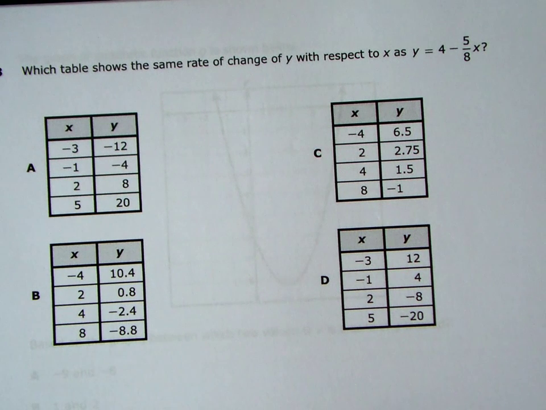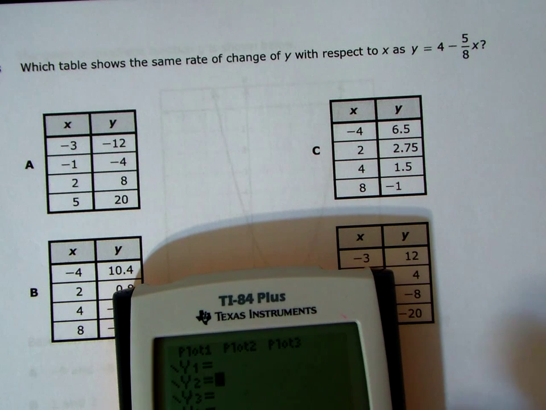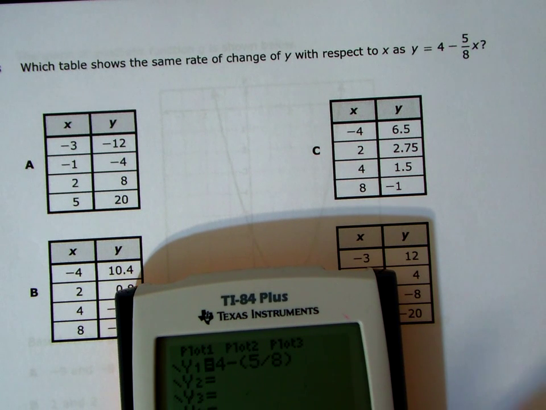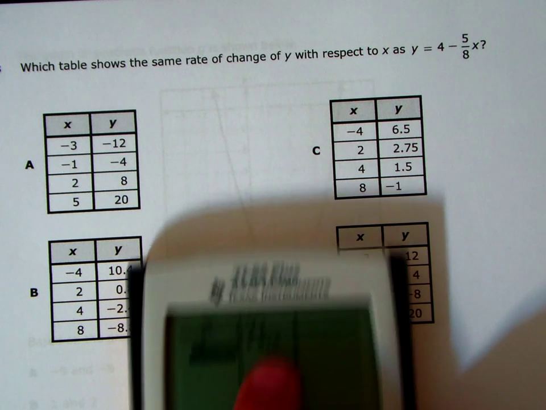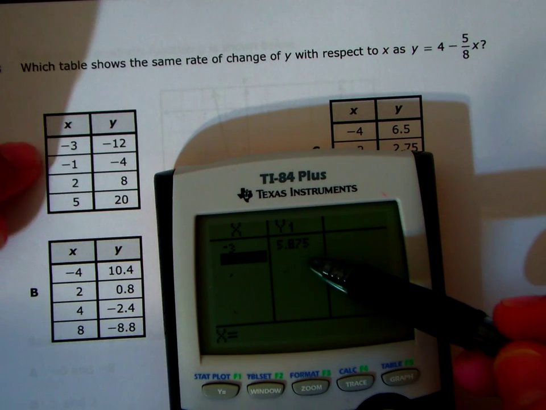Now number 3. Which table shows the same rate of change of y with respect to x as y equals 4 minus 5/8 x? Remember, y'all, calculator thing. Why don't we just plug it in our calculator? There's a table. Compare them. So it's going to be 4 minus 5 divided by 8x. Right? So second table. Delete, delete, delete. So negative 3, enter. Negative 3 gives you, does it give you a 12? No. Does it give you 5.85? No, so it's not what?